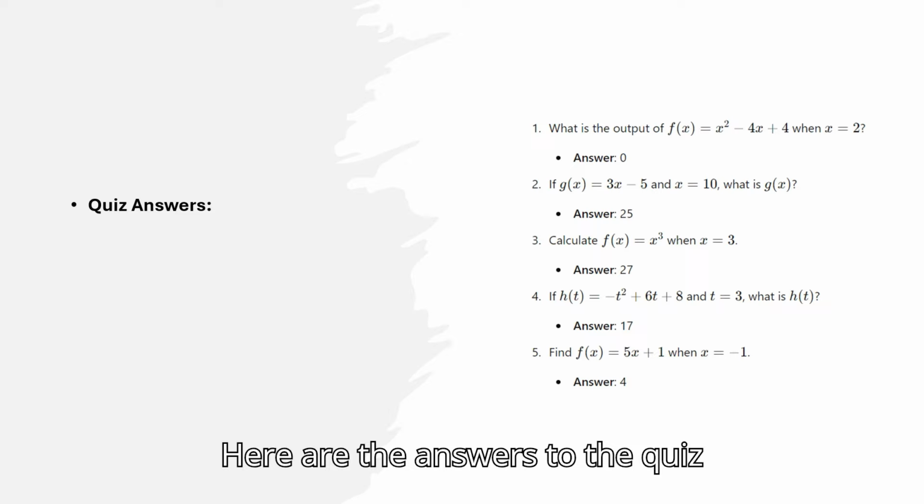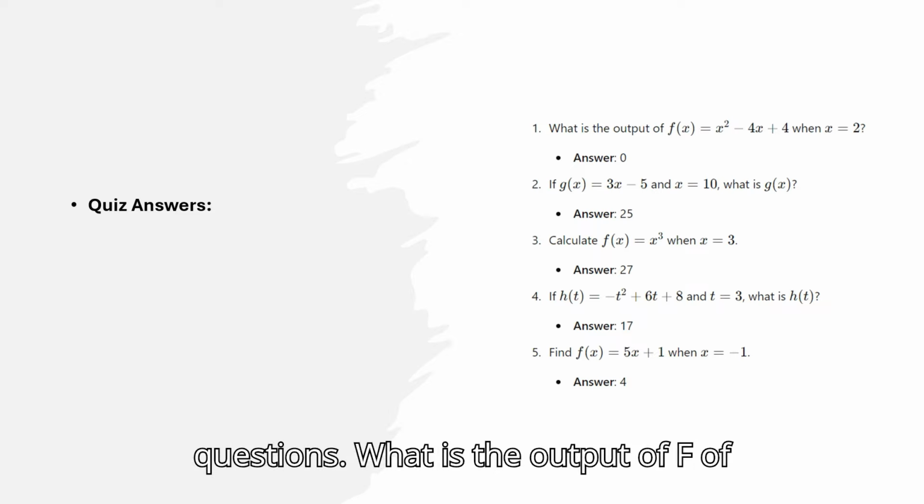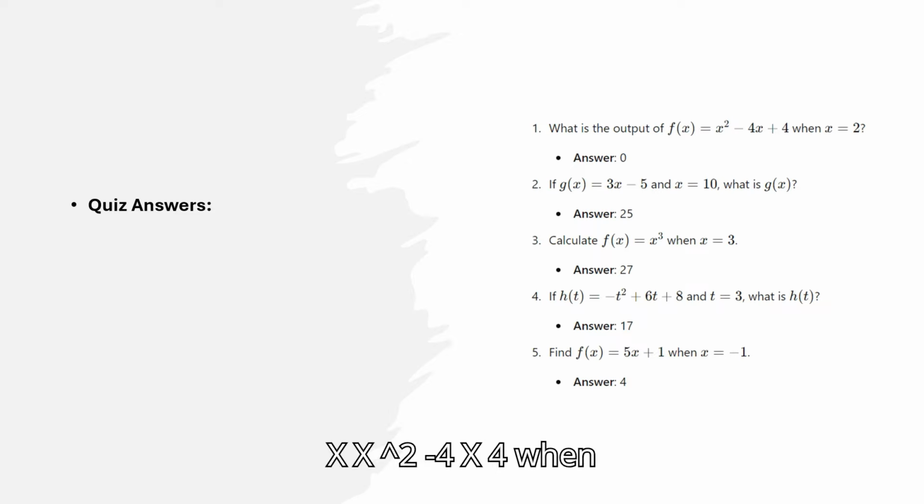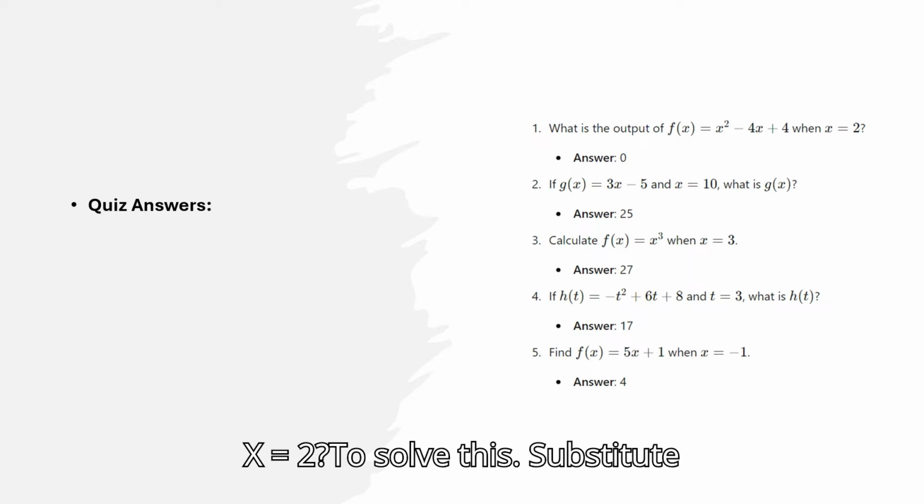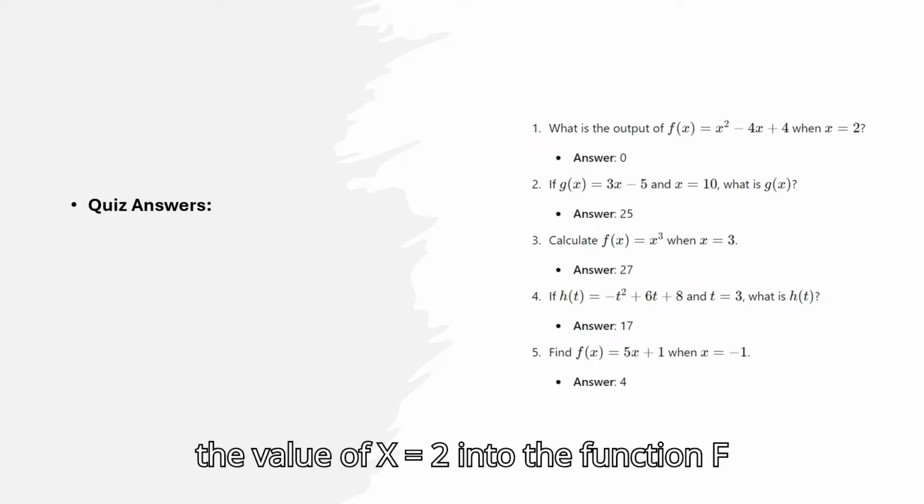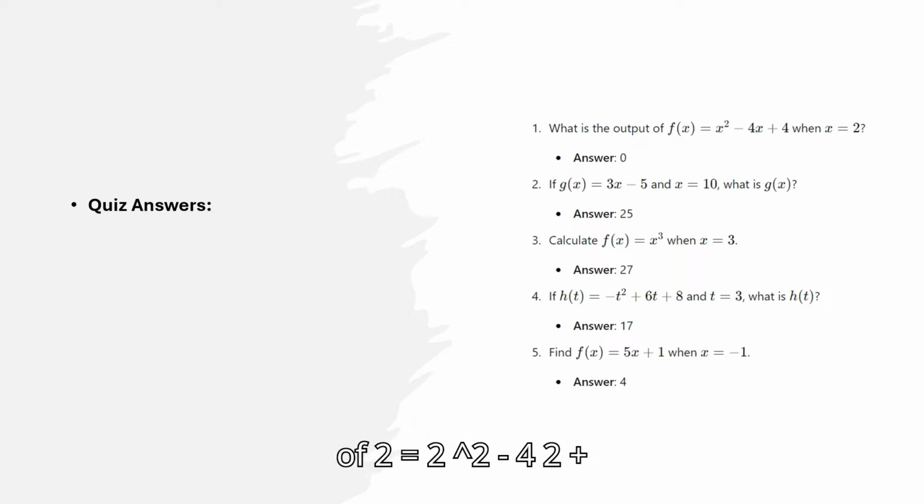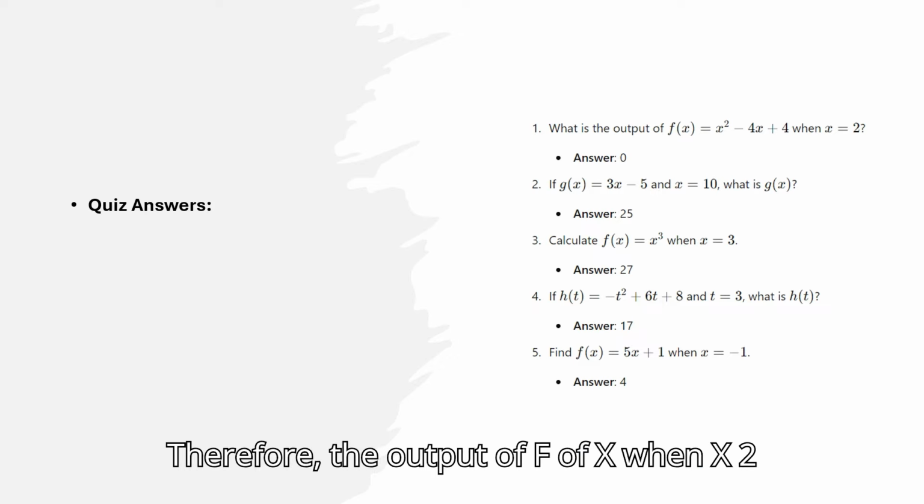Here are the answers to the quiz questions. What is the output of f of x equals x squared minus 4x plus 4 when x equals 2? To solve this, substitute the value of x equals 2 into the function. F of 2 equals 2 squared minus 4 times 2 plus 4. This simplifies to 0. Therefore, the output of f of x when x equals 2 is 0.